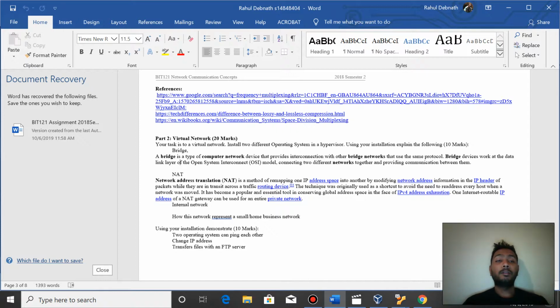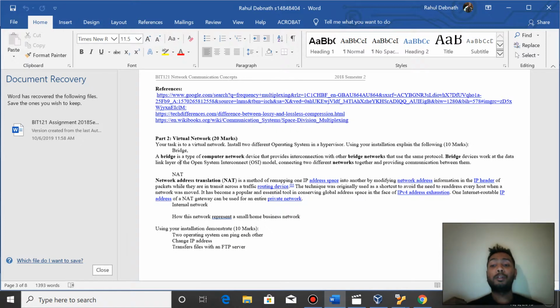NAT is one way of remapping one computer's IP address to a different one, so that it's easier to connect the two computers if they have the same IP address. If I had to read out the definition, it is a method of remapping one IP address into another by modifying network address information in the IP header of the packets, basically changing the other IP address to the same one so that they can transmit data, traffic, routing device.